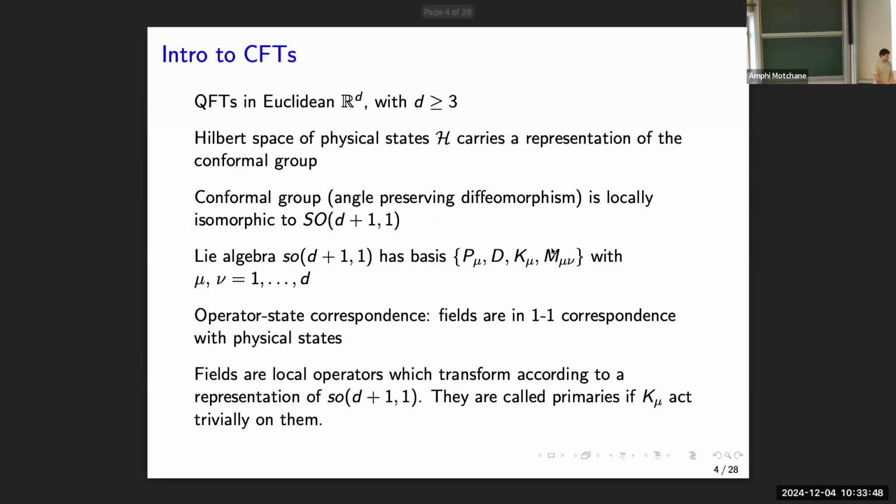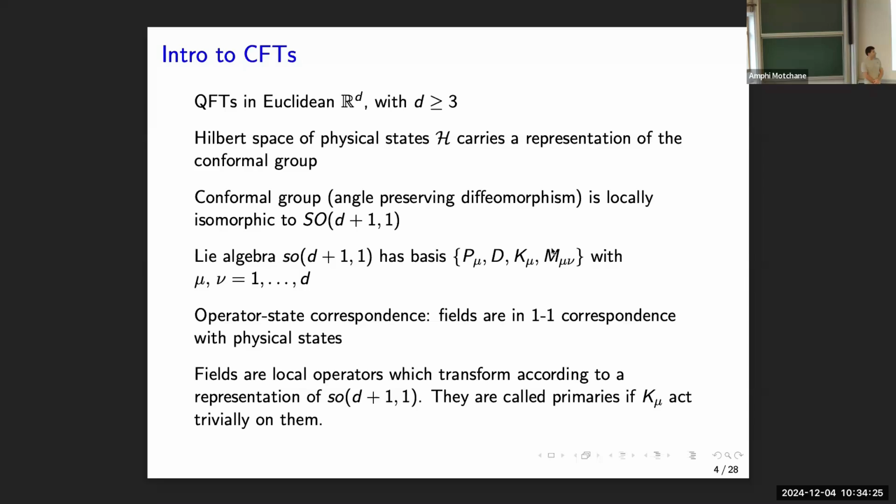Okay, so let's start with CFT. We're working with a quantum field theory in some Euclidean space R^d, where d is our dimension, which is usually equal to or greater than 3. At some point, we will fix it to be 3. And as usual, we will have some Hilbert space of physical states, which we'll call H. Since we want conformal symmetry, we want this to carry a representation of the conformal group. The conformal group is the usual group that everybody is familiar with. It's the group of maps that preserve angles, and this is locally isomorphic to SO(d+1,1).